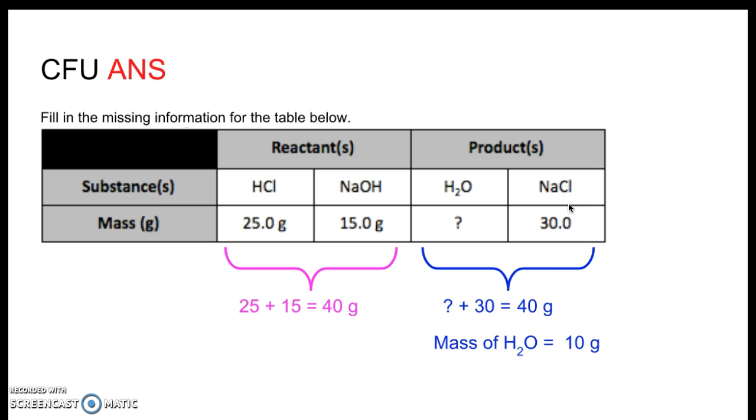Okay, so the mass in this case of H2, our unknown, is 10 grams. At this point, you want to sort of summarize what you've learned about the law of conservation of mass, and how you would use the law of conservation of mass to find the mass of reactants or products that are missing.